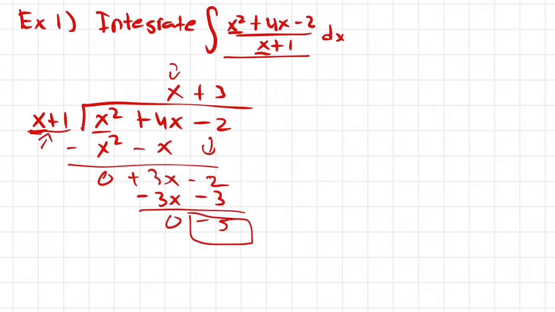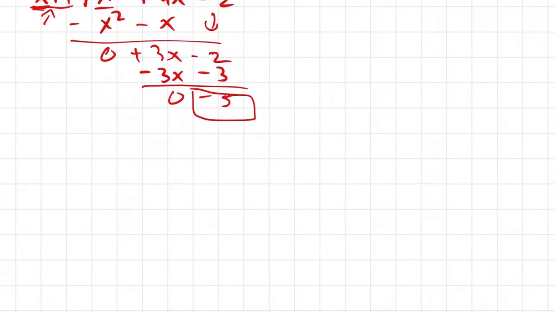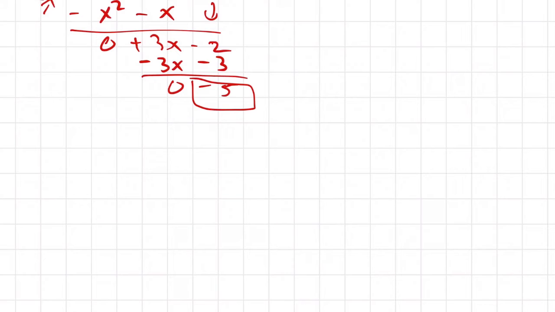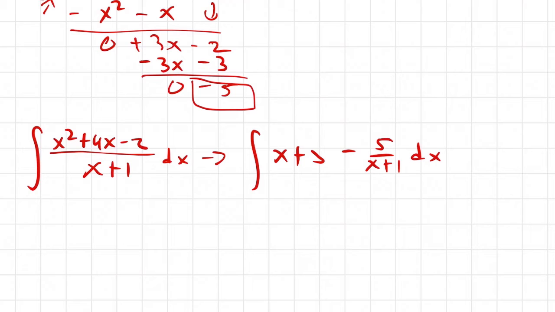So we're going to take this remainder and divide it by our divisor, which gives us negative 5 over x plus 1. Now our answer here is going to be our new integrand. So we're going to rewrite our integral from this to this: x plus 3 minus 5 over x plus 1, with respect to x.